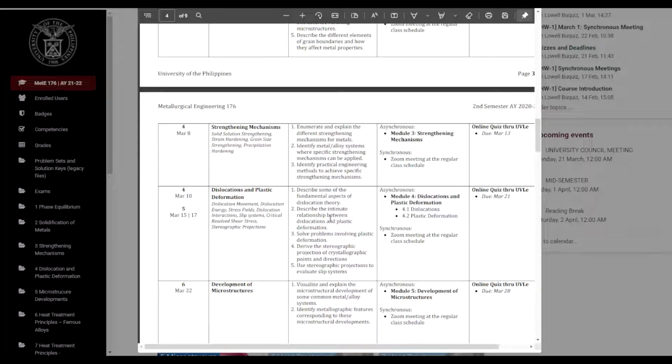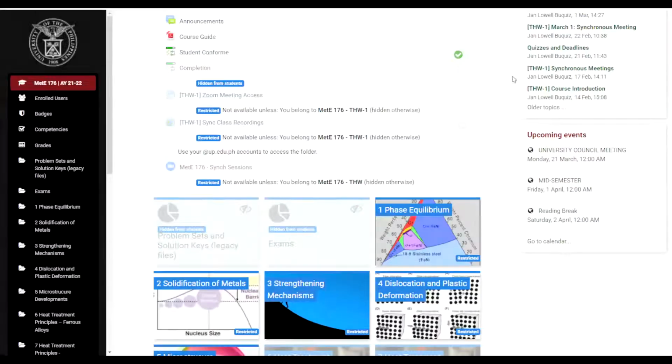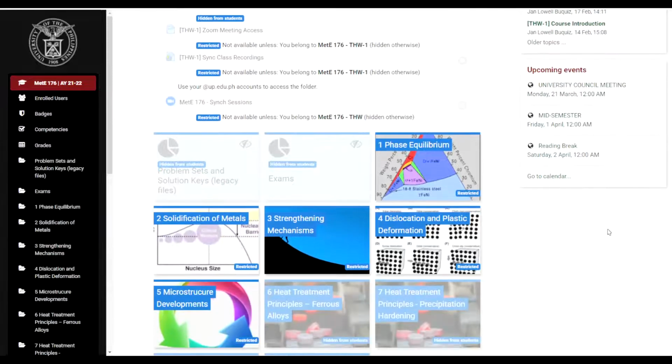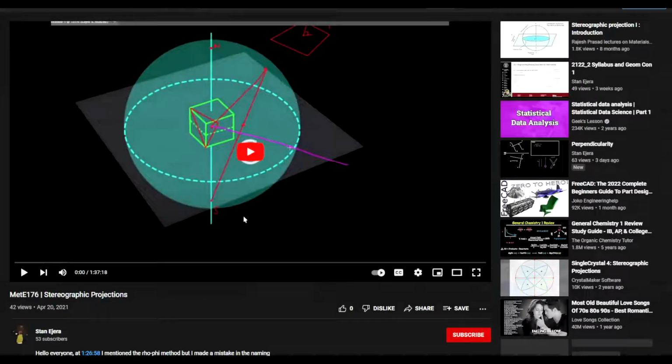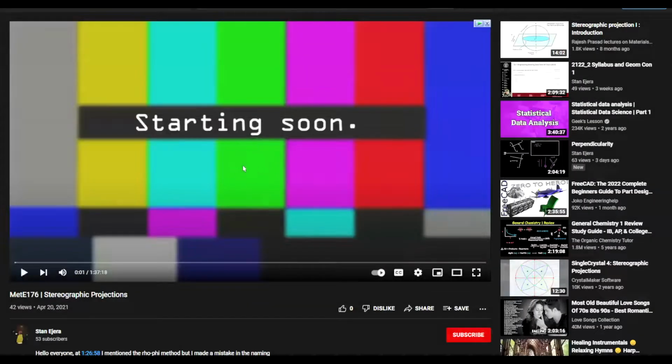In the course guide, under dislocation and plastic deformation, there is a recorded lecture about projections and slip systems. This is actually all about stereographic projections, so you can just view this on your own. Most of the topics were already discussed in MetE176, I think. You did stereographic projections in MetE16.